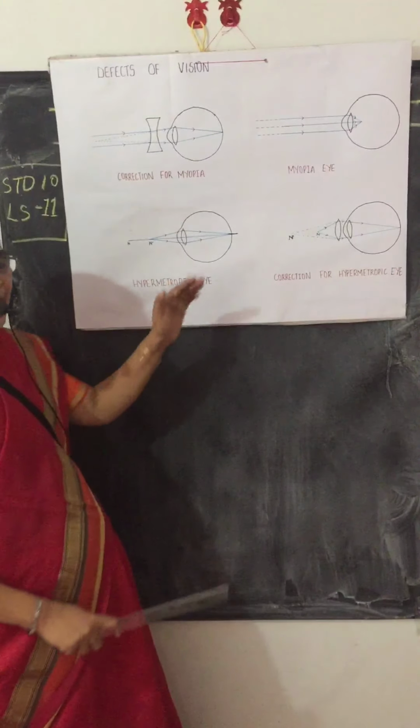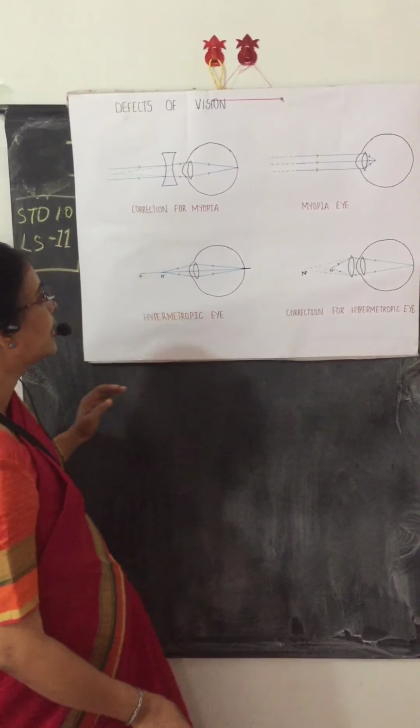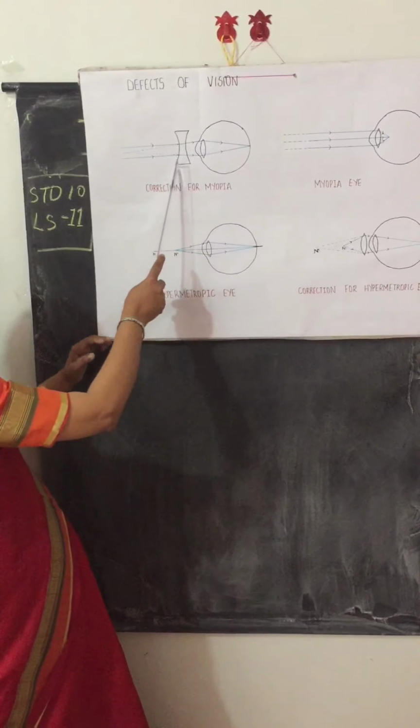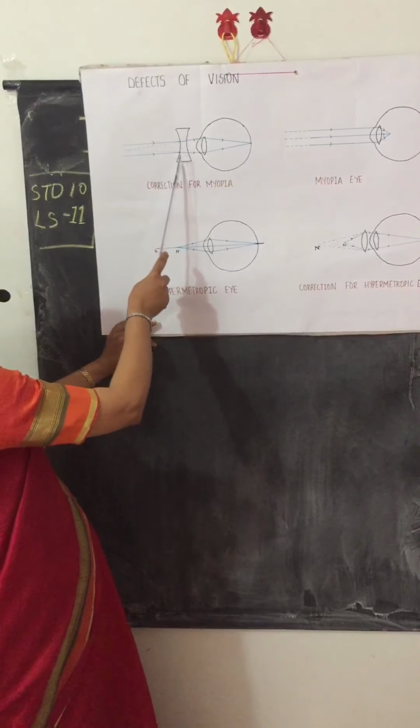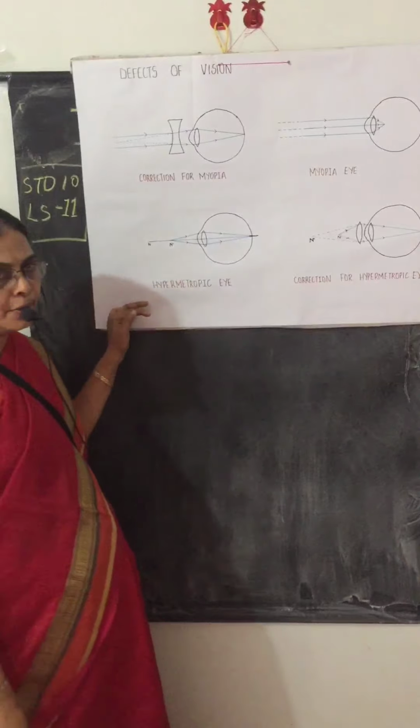So, their eye lens is not becoming thin, so that the focal length is not increasing. In order to correct this, if a concave lens is kept in front of the eye, the image will fall on retina. This is the correction for myopia.